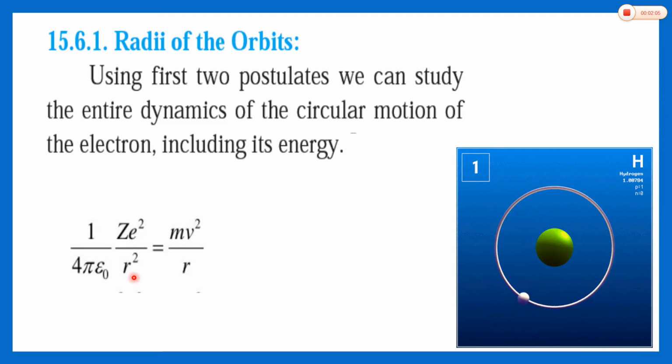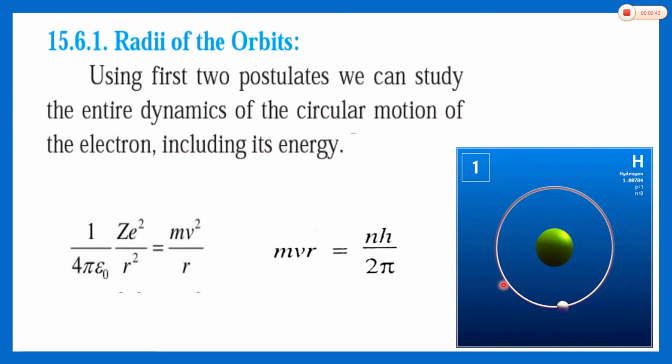And then what is the second postulate? According to Bohr, the electron revolves in those particular orbits in which the electron satisfies a particular condition: the angular momentum of the electron is equal to an integral multiple of h upon 2 pi. So, we can write the equation: angular momentum mvr is equal to nh upon 2 pi. Now, how do we use these two equations to find the radius of the Bohr orbit? We have to find the radius of the Bohr orbit.